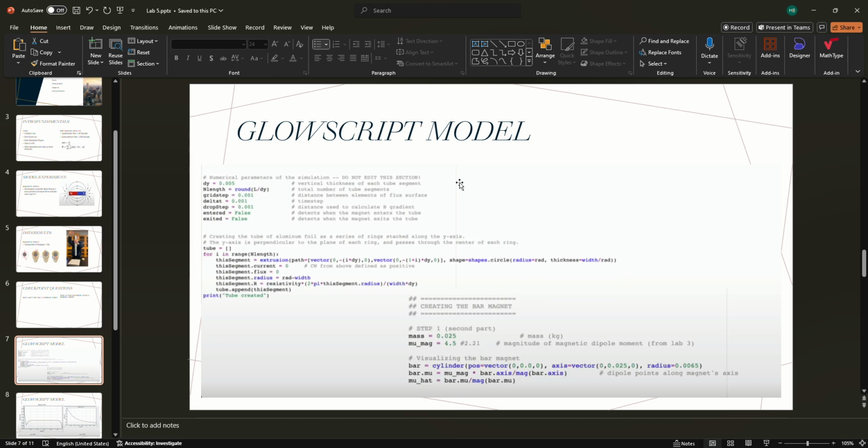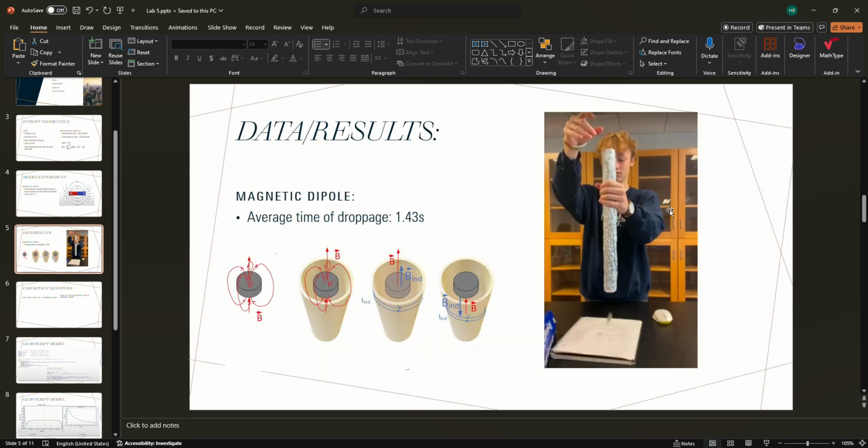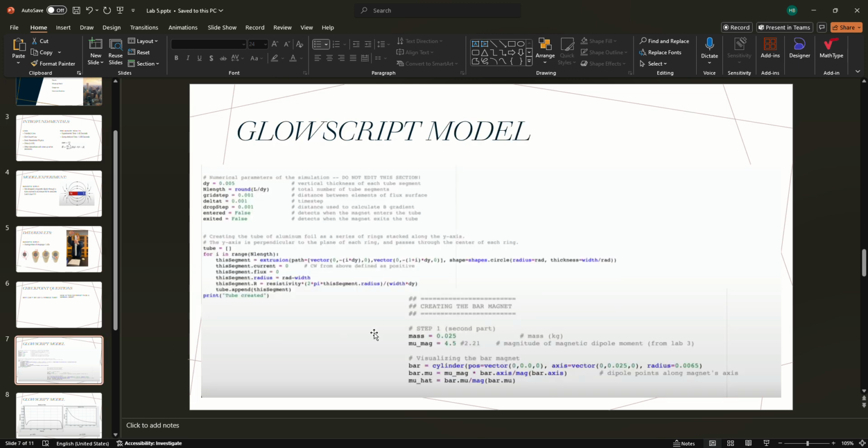To help reinforce this, we have our GlowScript model. It gets pretty complicated, so here's a better analysis of some of the more important parts. You can see these segments explaining the tube calculations, our dy, our length, grid step, delta, all these important things. And of course, the math of the magnet, which is really important. You have to assume some things with this because it messes up scales when you put magnets on there. There are some mu magnetism constants that are pretty important. And once you get all those in mind, you can do the mu hat, the bar mu, all these things.